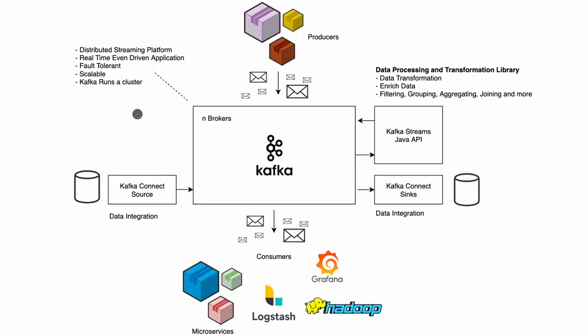Kafka is a distributed streaming platform that allows producers to send events of streams right here to the broker, and then consumers can actually receive those events. And the way it works is through topics, and I'm going to explain topics in a second, but Kafka is a distributed streaming platform. Now, you might be wondering why distributed.